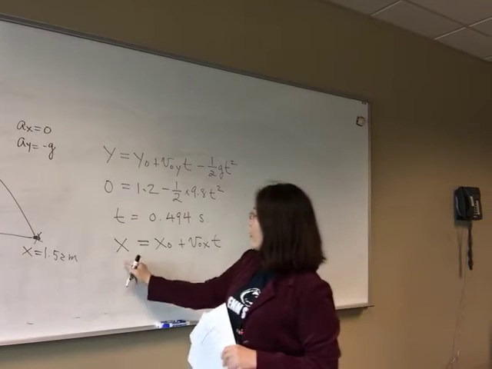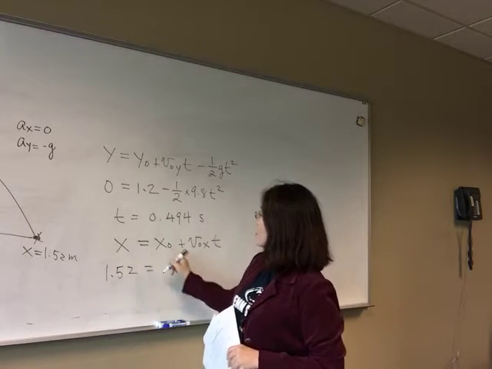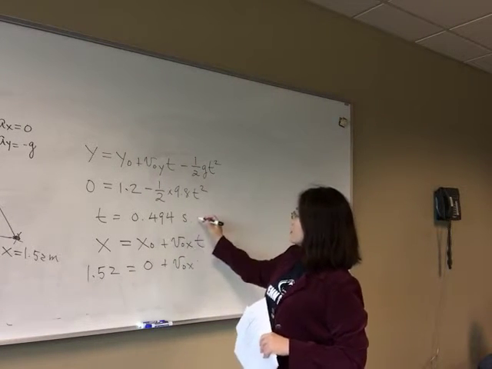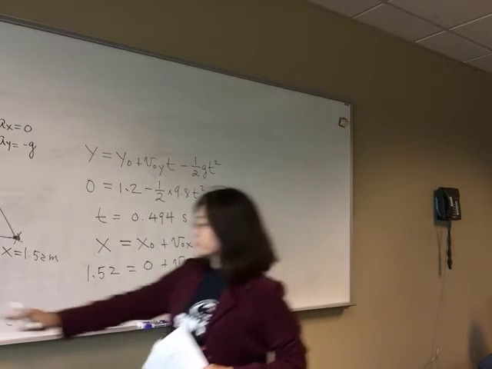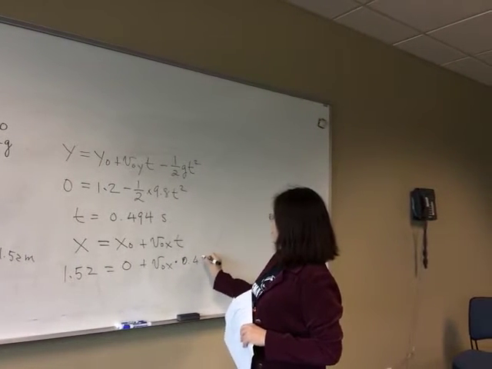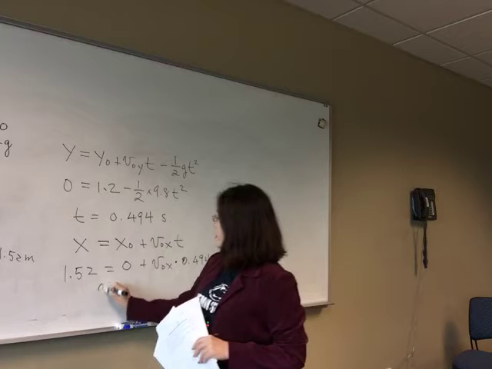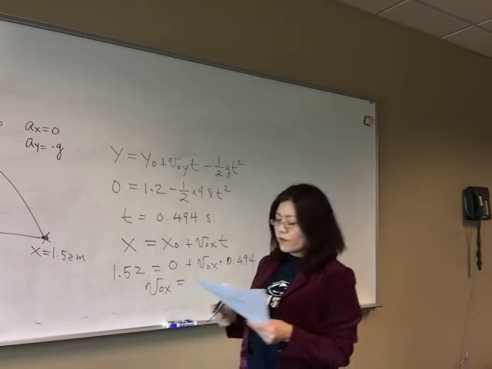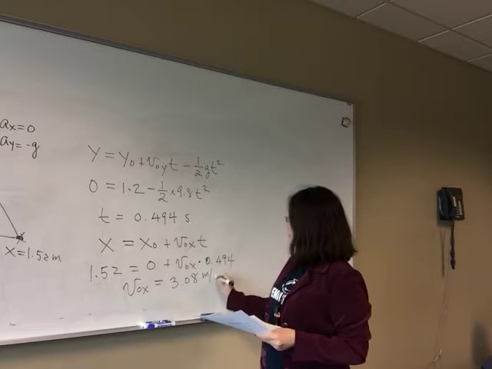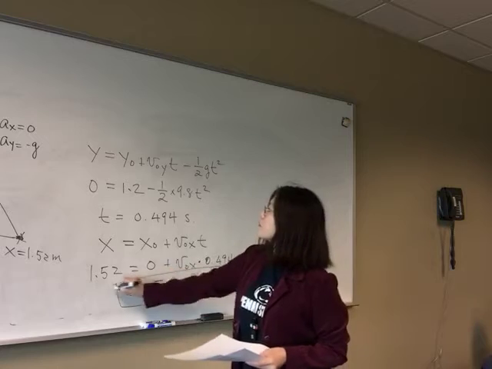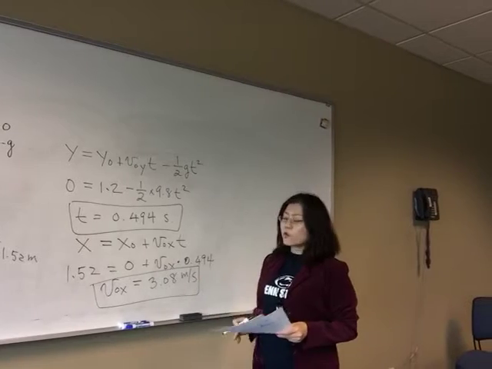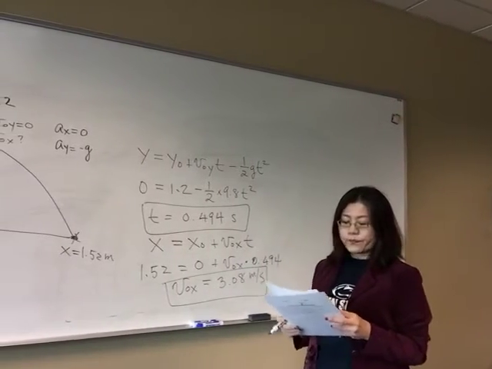Okay, so you have your x, which is 1.52, and your initial point that is 0, plus the initial velocity we do not know, times the time, which is 0.494. So after you work out the math, the initial velocity of the ball is 3.08 meters per second. So that's your final answer. Okay? So you have the travel time, and you also found the initial velocity of the ball.